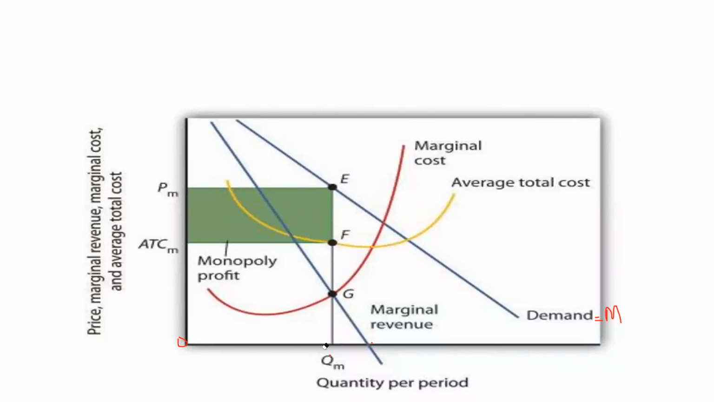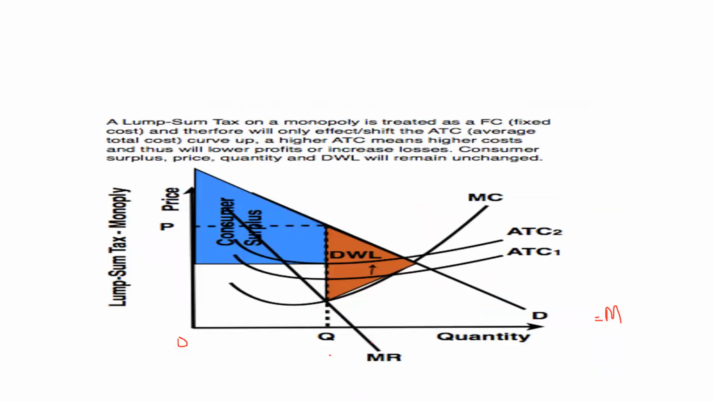I'm going to switch to, I think, another graph that would also go over some different things in the monopoly. All right. So I just wanted to show you a lump sum tax. A lump sum tax, all it would do is shift ATC from ATC1 to ATC2. Notice that nothing else changes because MR and MC aren't affected.